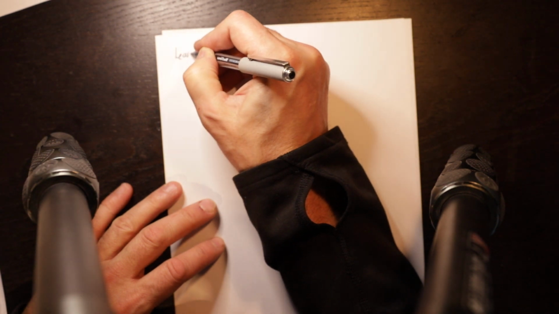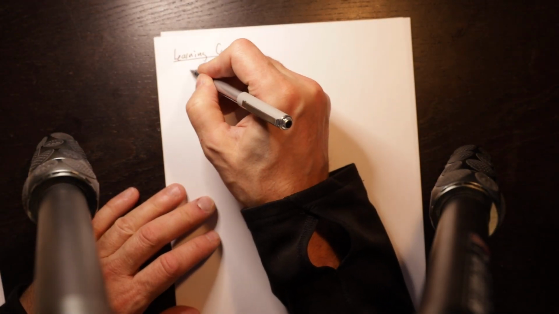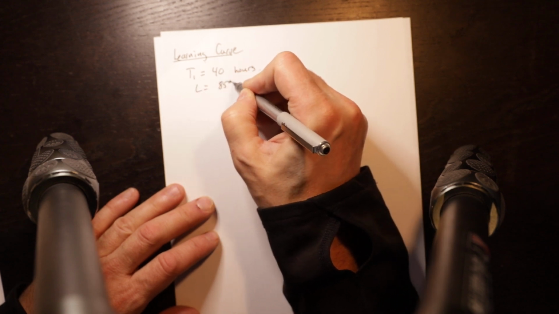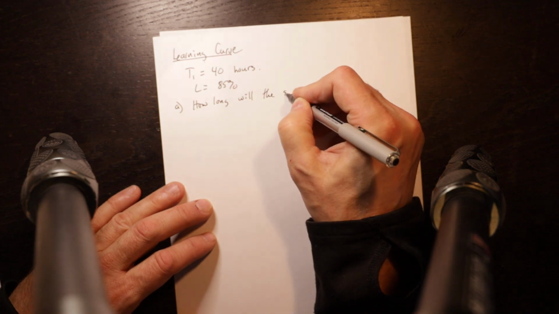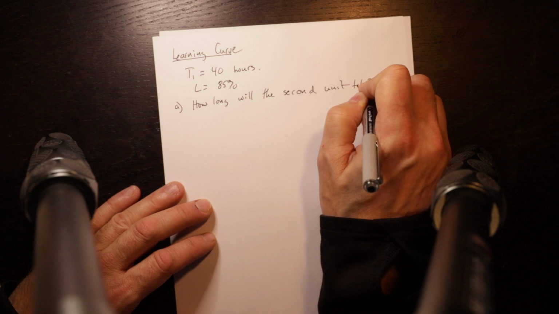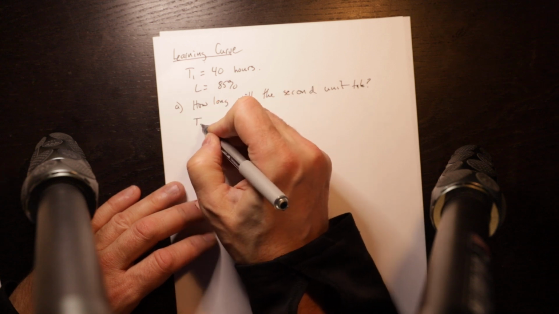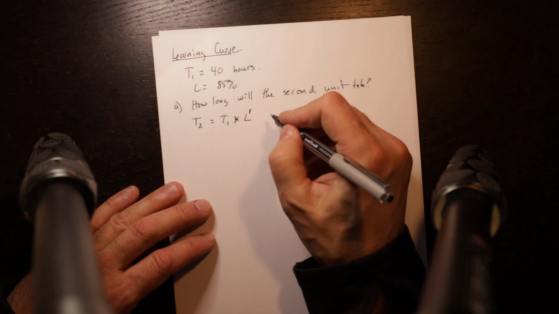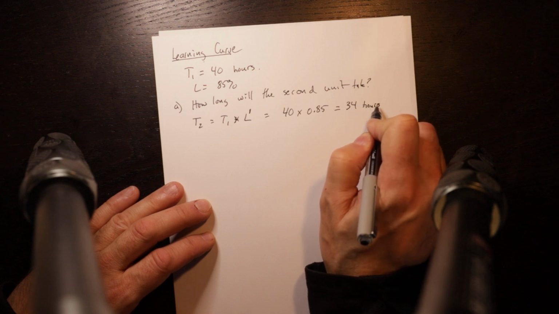So let's do a simple example. Here are the basic parameters. T1 is equal to 40 hours. L is equal to 85%, the learning rate. So let's say the first question is, how long will the second unit take? T2 is equal to T1 times the learning rate, right? Because this is doubled once, so it's the learning rate to the first power, which is the learning rate, equal to 40 times 0.85 equals 34 hours. So the second unit would take 34 hours.